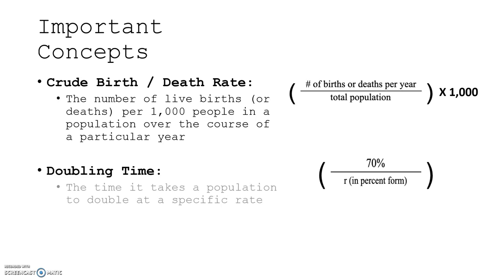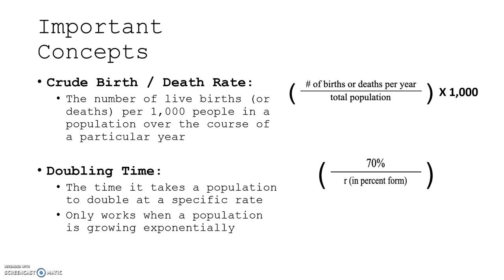Doubling time is an equation sometimes called the rule of 70. The time it takes a population to double at a specific rate. It only works when a population is growing exponentially. So you take the rate at which it's growing, and you take that 70, and you divide it by that rate, and that tells you the number of years that it will take for that population to double.